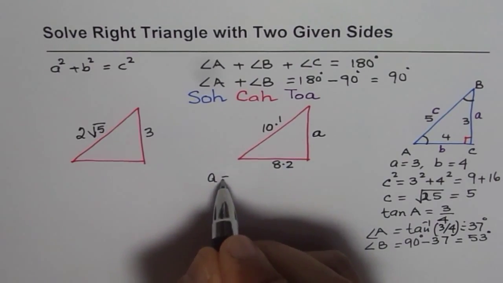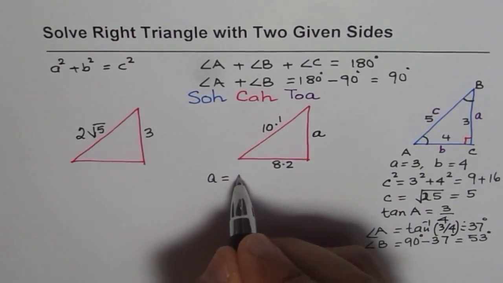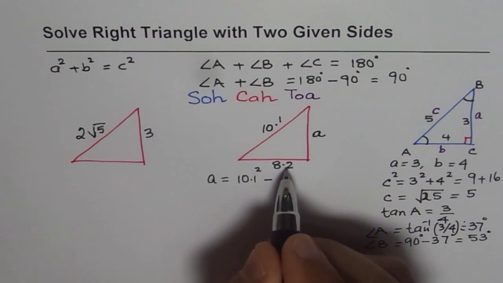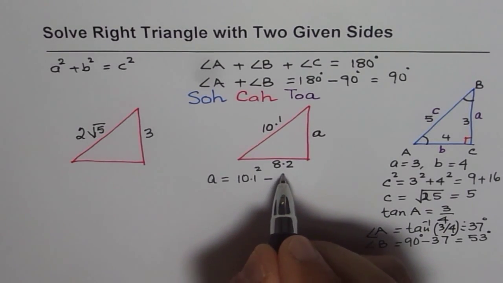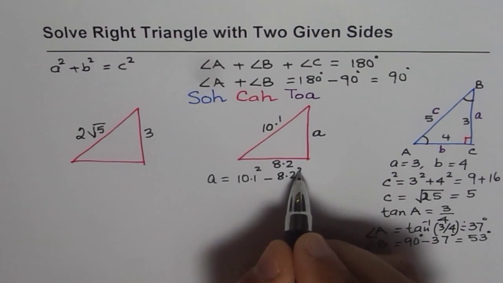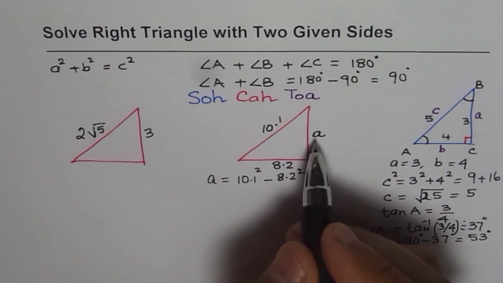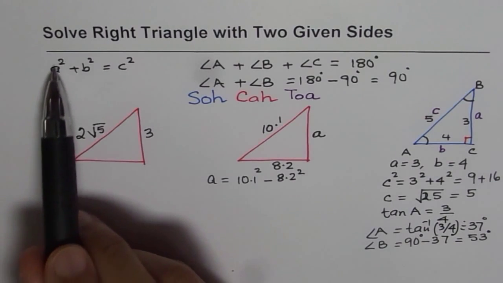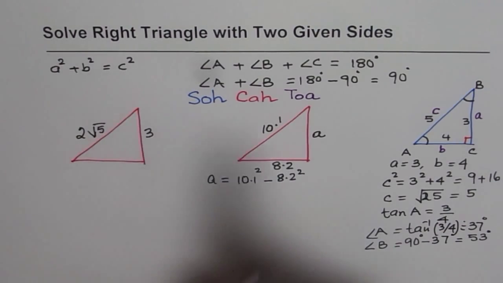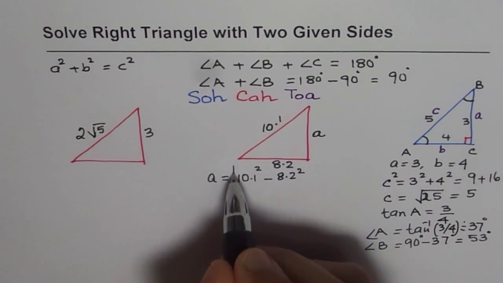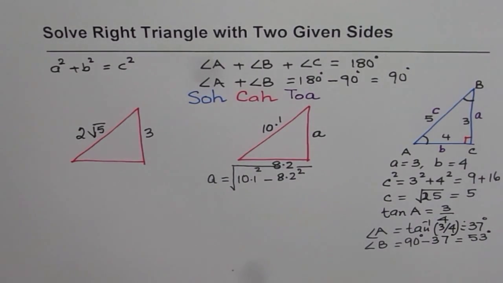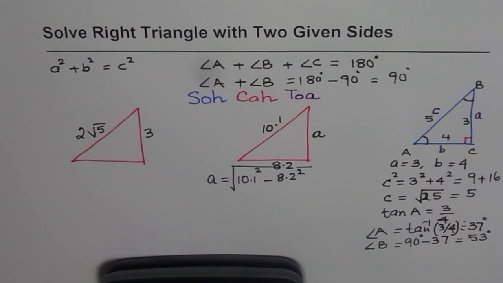Then A should be equal to bigger side square, which is 10.1 square, minus smaller side square, 8.2 square, because it is not the largest, so it is not a sum, right? In this, if you rearrange, A square is C square minus B square, and then square root, correct? And then square root of all this. Is that okay? So let's use the calculator and find the answer.